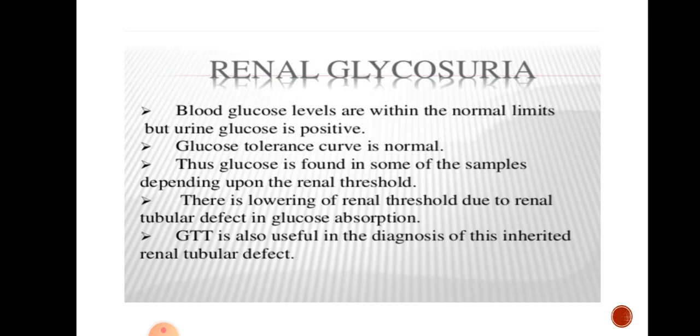Renal glycosuria. Blood glucose levels are within the normal limits, but urine glucose is positive. The glucose tolerance curve is normal. Thus, glucose is found in some samples depending upon the renal threshold. There is lowering of the renal threshold due to a renal tubular defect in glucose absorption. GTT is also useful in the diagnosis of this inherited renal tubular defect.